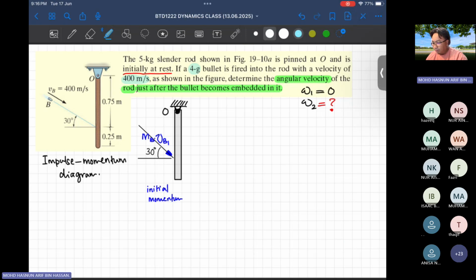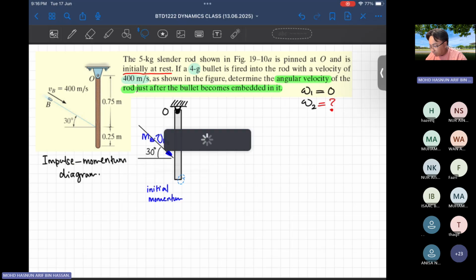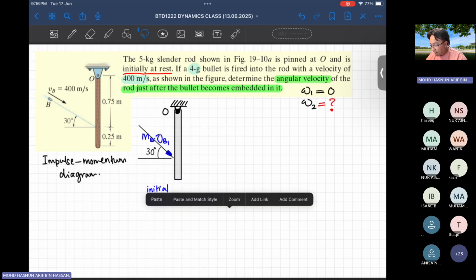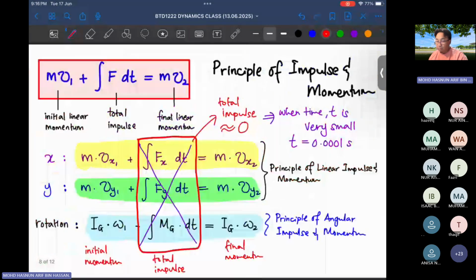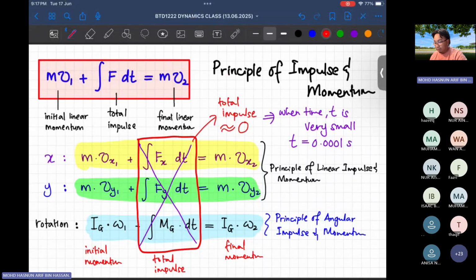Now the next diagram that we need to draw is what happens during impulse. Let's focus on the principle of impulse and momentum before we go to the conservation of momentum. We have initial momentum, total impulse, and final momentum. So we need to draw the diagram of these three items.